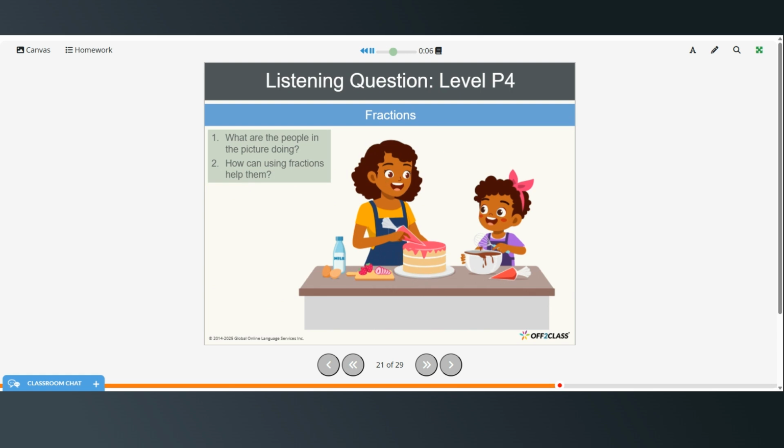The teacher continues explaining about fractions. Listen and answer the questions. Okay, and then here's some things to think about before listening. What are the people in the picture doing? So they're baking a cake. And how can using fractions help them? Might tell them how many ingredients go into the cake, how much frosting that they need to cover the cake. So those are some things that you might use fractions for in this instance.